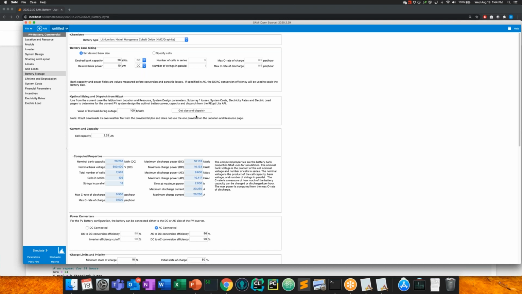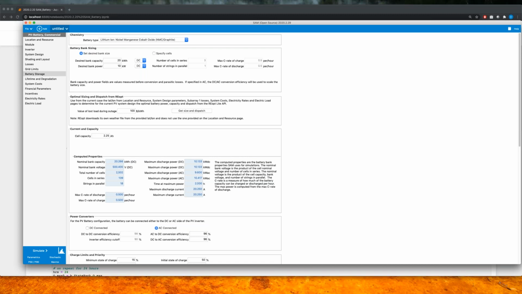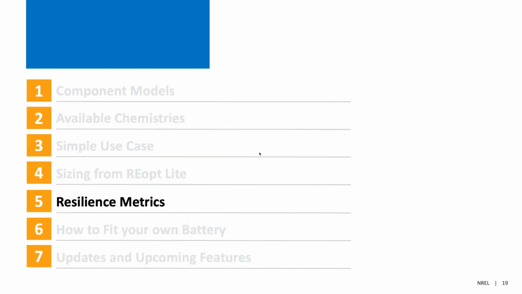And finally, when we click the Get Size and Dispatch, we will send this information to the REopt API, and as it does its computations, SAM will be polling for a result. As I mentioned, this could take anywhere from 3 to 5 minutes. So while we wait, I think I'll just move on to our next section, which is resilience metrics.